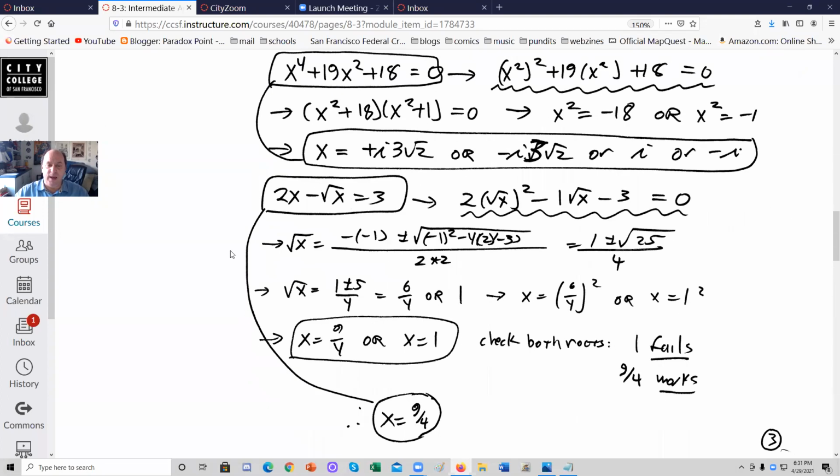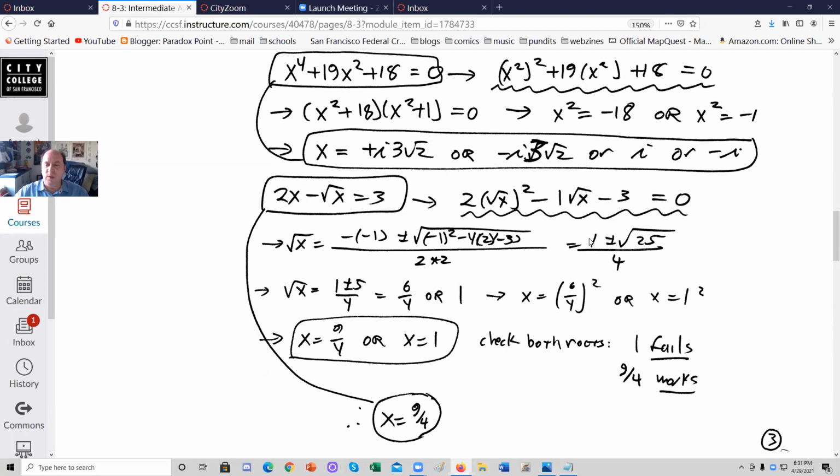This is also a quadratic in disguise. 2x minus root x equals 3. Transpose the 3: 2x, which is root x squared, minus 1 root x minus 3 equals 0. This is a quadratic for root x. We can solve for root x using the quadratic formula: minus b plus or minus the square root of b squared minus 4 times a times c.